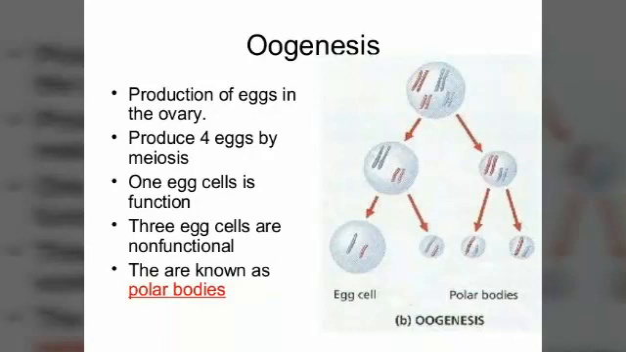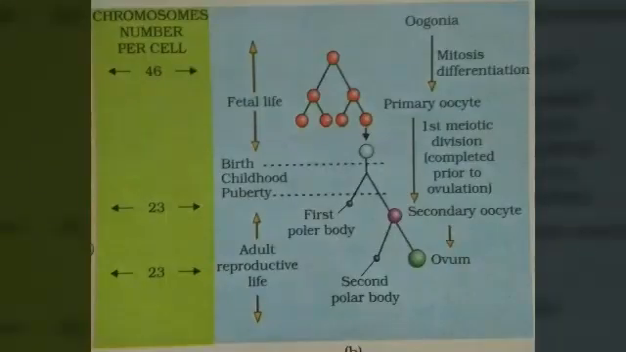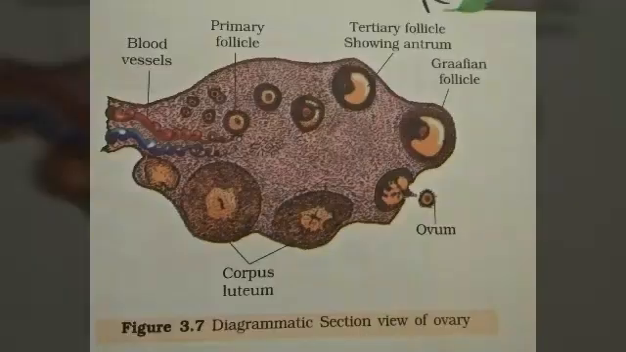So what is oogenesis? Oogenesis is the process of formation of ovum. Oogonia is a germ cell which after mitotic cell division converts into primary oocyte. The primary oocyte after completion of the first meiotic division converts into secondary oocyte, and the secondary oocyte converts into ovum. So the ovum is the main germ cell which takes part in fertilization.